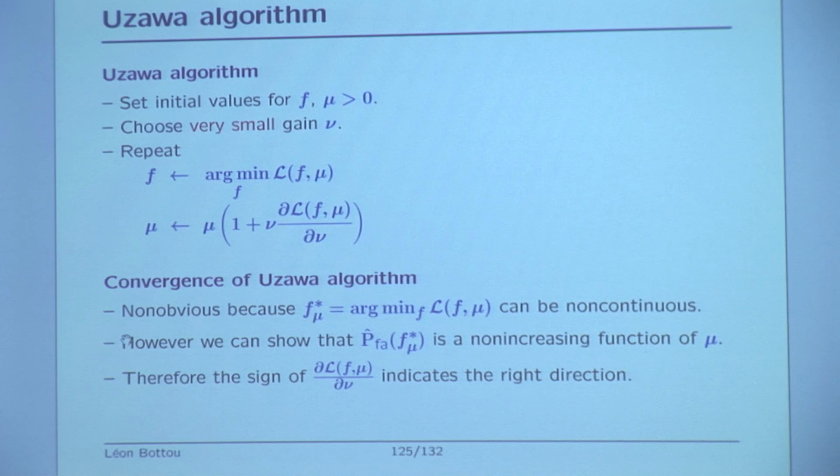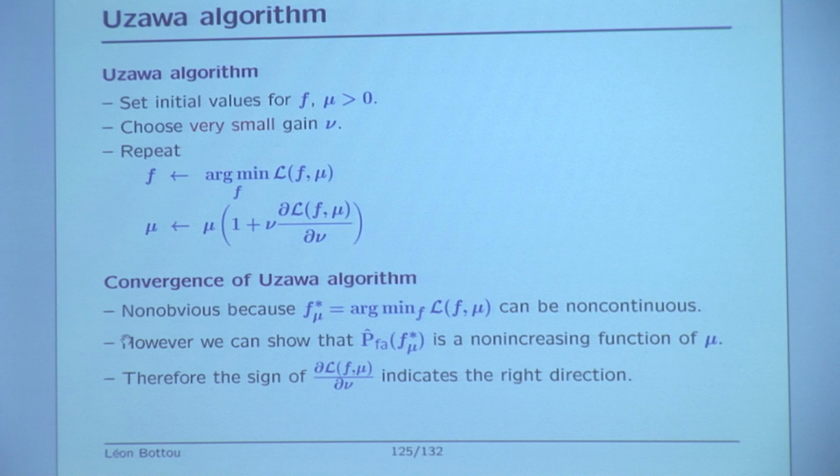What the Uzawa algorithm does is, I want a saddle point of the Lagrangian. Well, I'm going to fix mu, the Lagrange coefficient. I'm going to minimize for this mu and find some f function. And then I'm going to see if my f satisfies my constraints by looking at the gradient of the Lagrangian with respect to the Lagrange parameter. And I'm going to do a coordinate ascent, actually a gradient ascent in that direction. It's a coordinate ascent because there is a single one in that case.